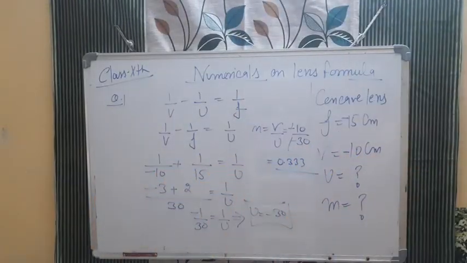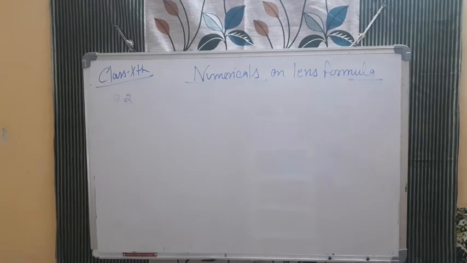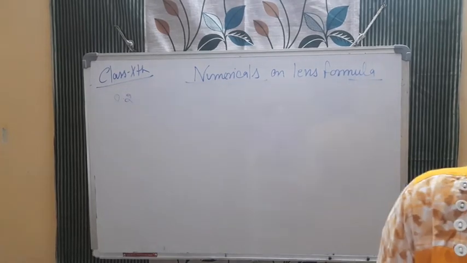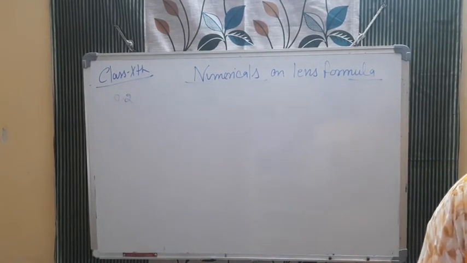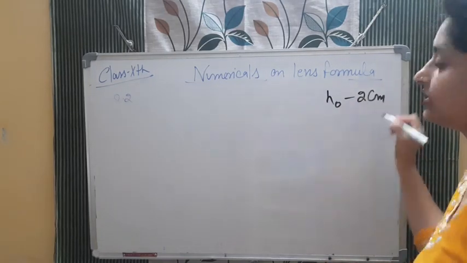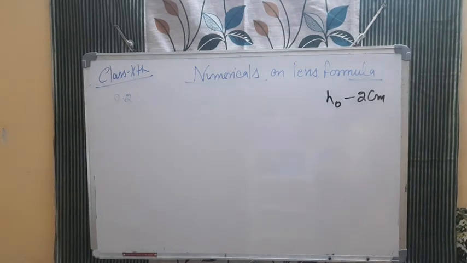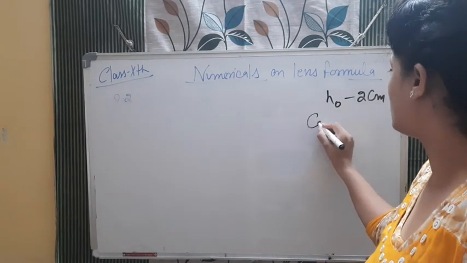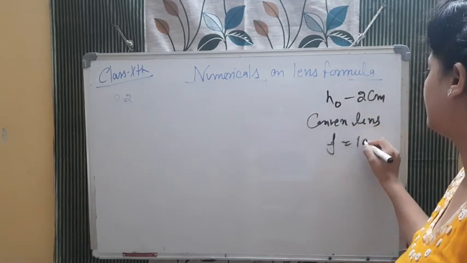Now if you will move to the second question, so question number 2 is: a 2 centimeter tall object is placed perpendicular to the principal axis. It means the height of the object is given, 2 centimeter. It is placed perpendicular to the principal axis of a convex lens of focal length 10 centimeter.